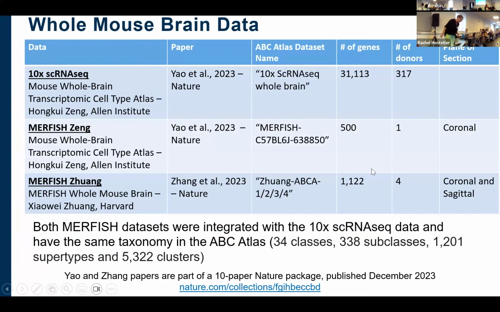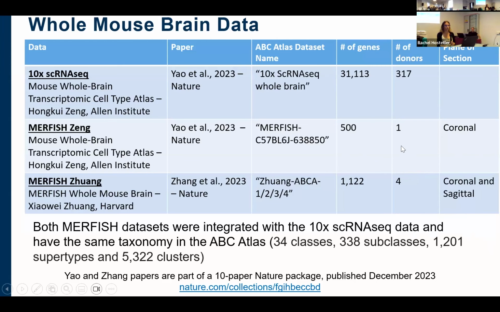So in this whole mouse brain data set, I mentioned that we have those clusters from our single cell transcriptomic data, but we also have spatial transcriptomic data as well. We actually have 2 different spatial data sets that are featured in the ABC Atlas. We have one from the Allen Institute, and then we have a second one from Xiaowei Zhuang at Harvard. And these are 2 different MERFISH data sets, which I mention here because they feature a number of different genes and also plane of section and also a number of different donors.